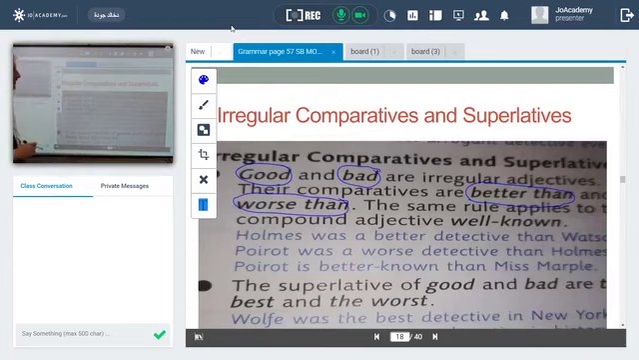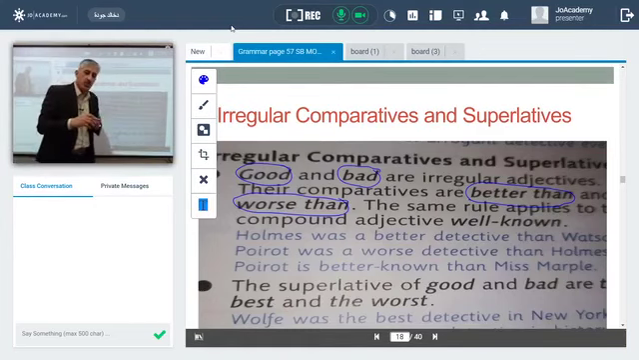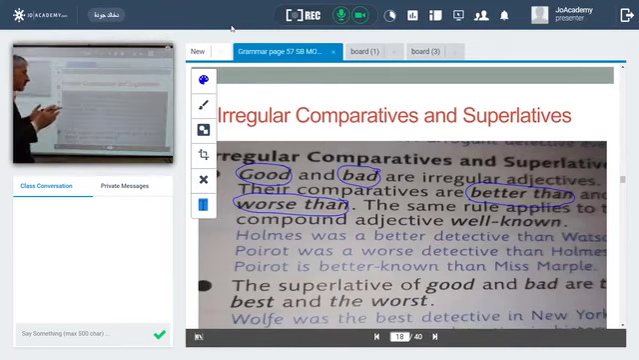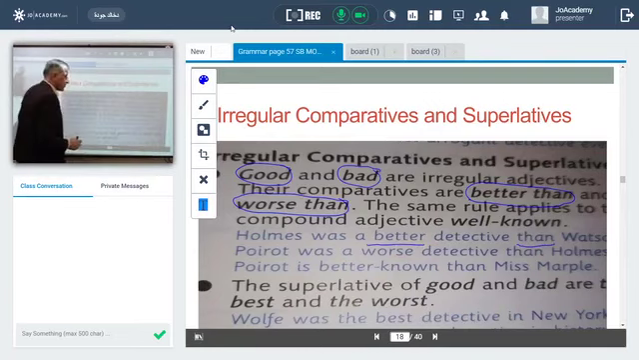The same rule applies to compound adjectives. Sometimes we have compound adjectives from two words, like well-known. Well-known is two words together; we call it a compound adjective. The same rule applies to compound adjectives. Holmes was a better detective than Watson.